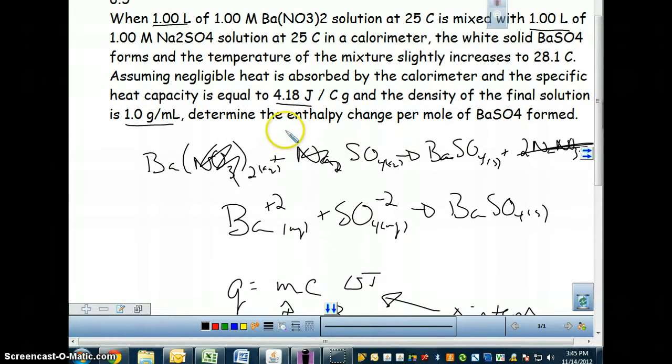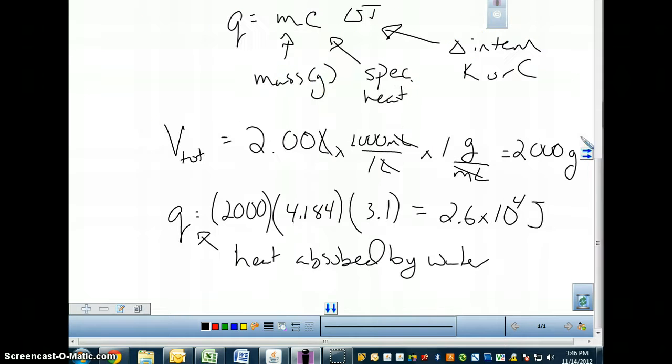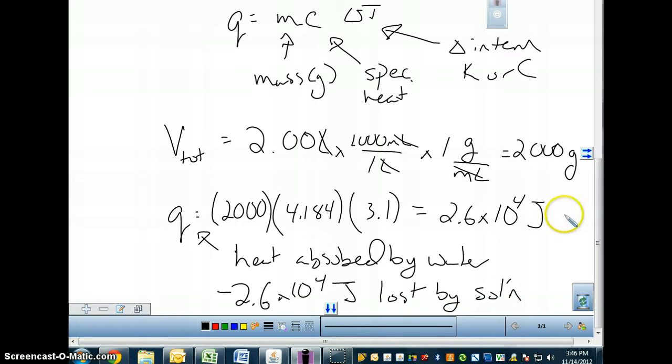The question asks us to determine the enthalpy change per mole of barium sulfate. So we can't actually use this number. We have to use the inverse of it, or the opposite of it, negative 2.6 times 10 to the 4th joules is given out by our solution. So we lose 2.6 times 10 to the 4th joules from the solution, and it gets absorbed by the water.